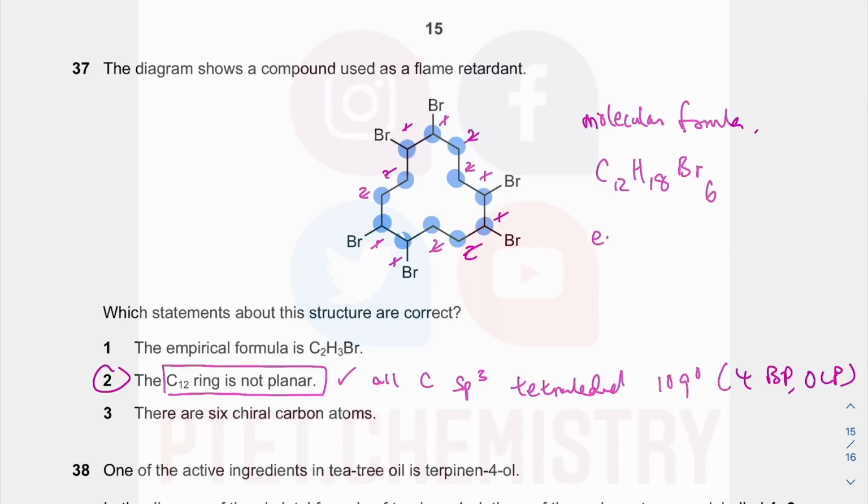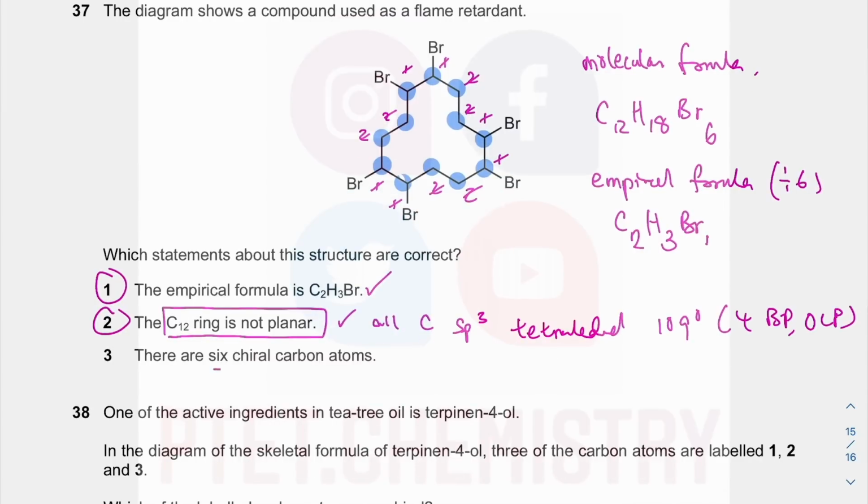So you have empirical formula, which is the simplest ratio of the atoms in a compound. So 12 divided by 6 is 2, 18 divided by 6 is 3, Br6 divided by 6 is just 1. C2H3Br is correct for the empirical formula.